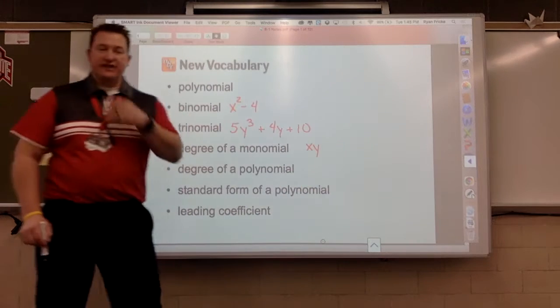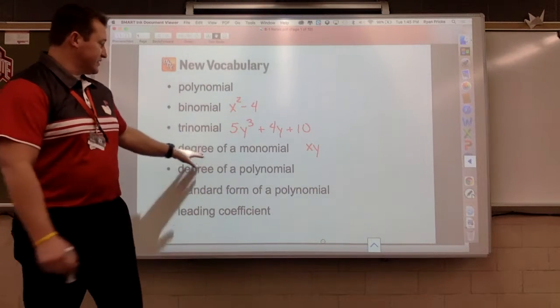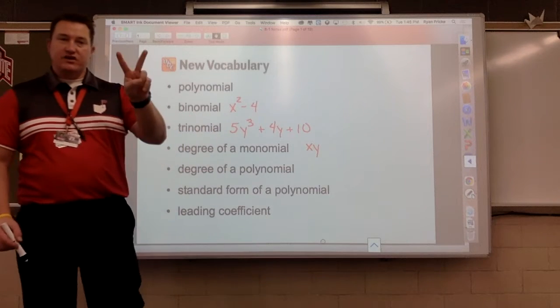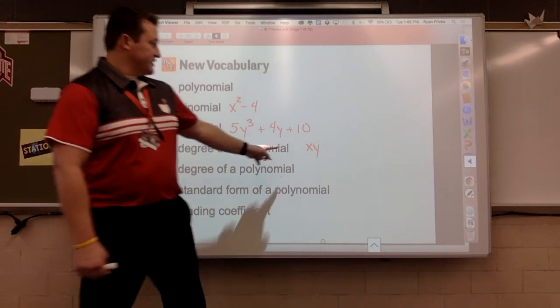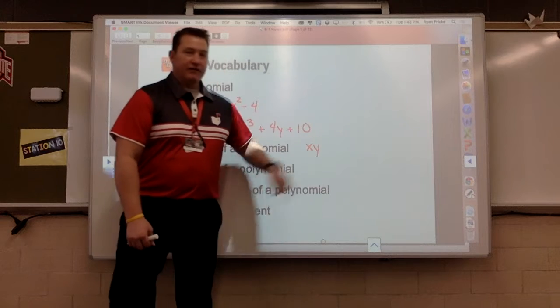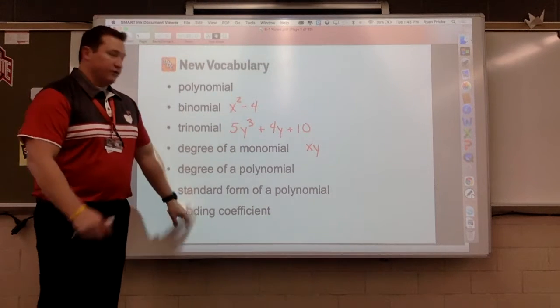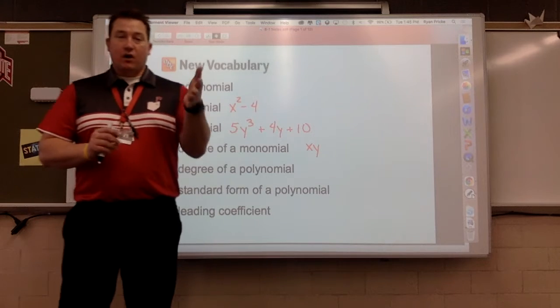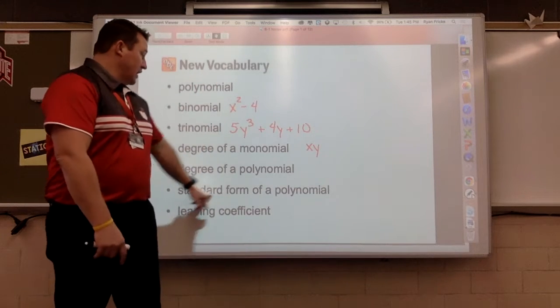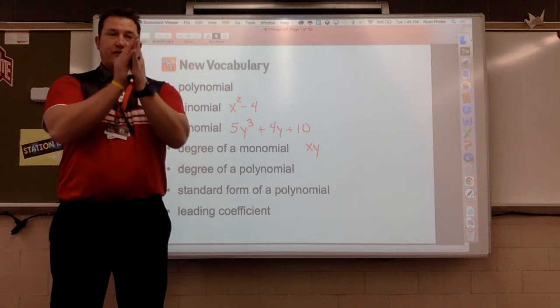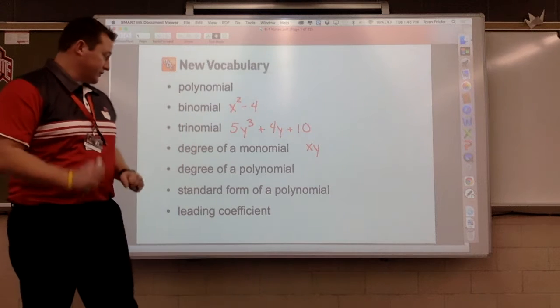xy. Curiously enough, if I said, hey, what's the degree of that? That's actually a second degree, because these two are held together. They both have exponents of 1. You add those together, like magic, you get 2. Standard form shouldn't be a surprise to us. Just like we've seen standard form before, we will write polynomials in standard form. That means highest exponent gets to go first.